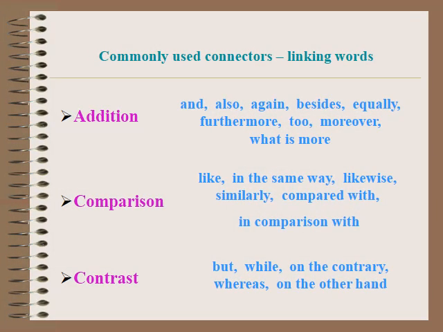Commonly used connector linking words. In addition, here we have the examples: and, also, again, besides, equally, furthermore, moreover, what is more. From the connectors of comparison, there are like, in the same way, likewise, similarly, compared with, in comparison with. The connectors of contrast are but, while, on the contrary, whereas, on the other hand.